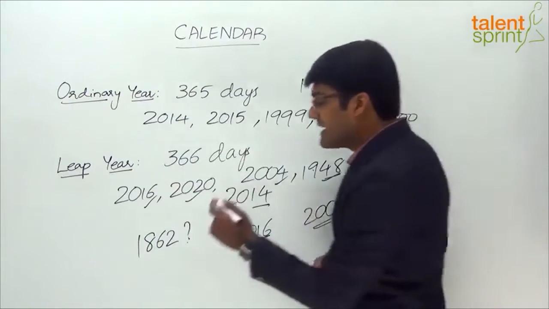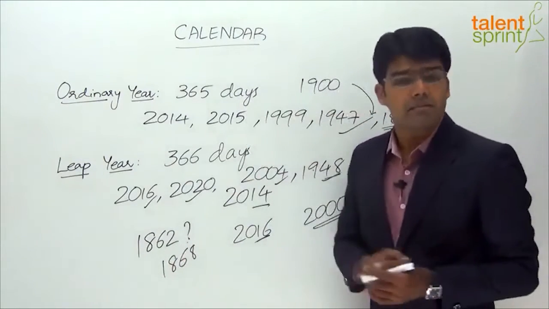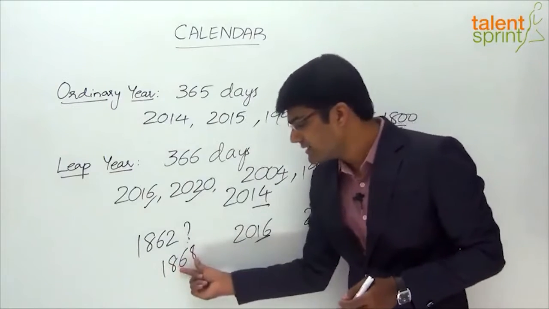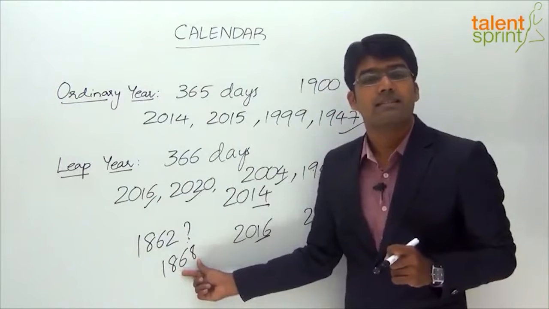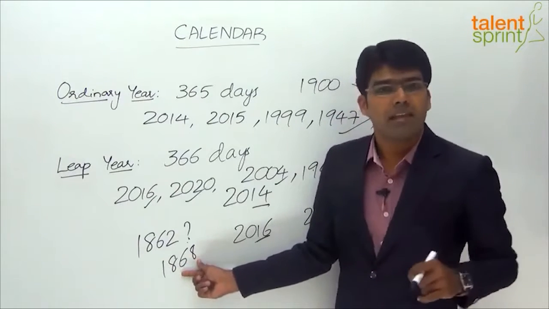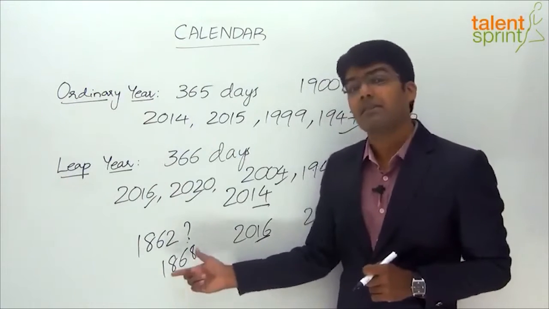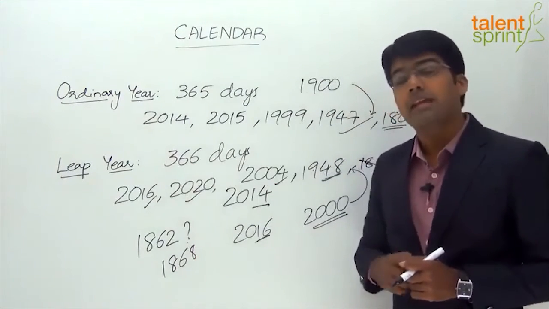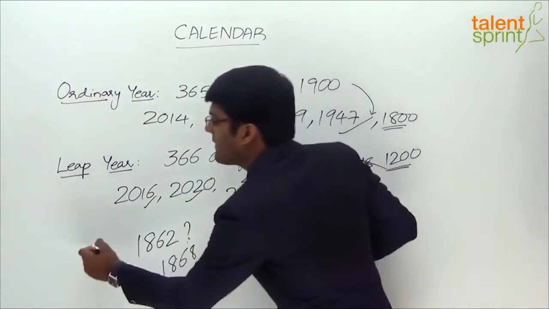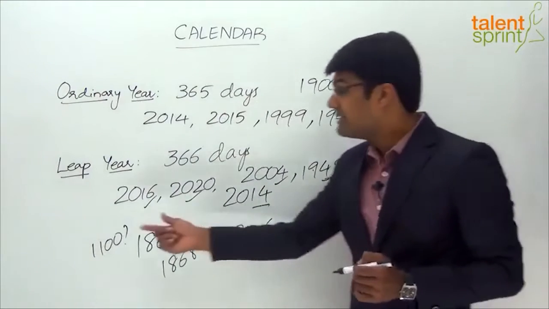Right? If it is 1868, let's say, is 1868 divisible by 4? Yes. The last two digits 68 go 17 times in 4. So we can say 68 is divisible by 4. Hence 1868 is also divisible by 4. And if it is divisible by 4, then it becomes a leap year. And if it is a century year, for example 1100, was 1100 a leap year? No. This is a century year.